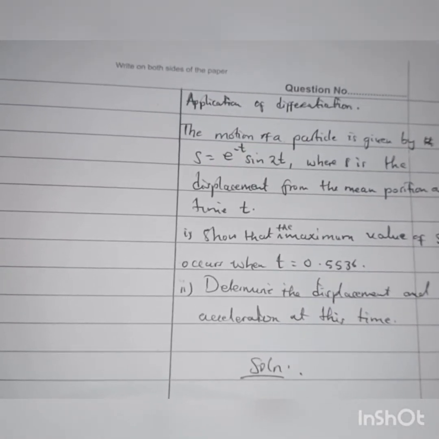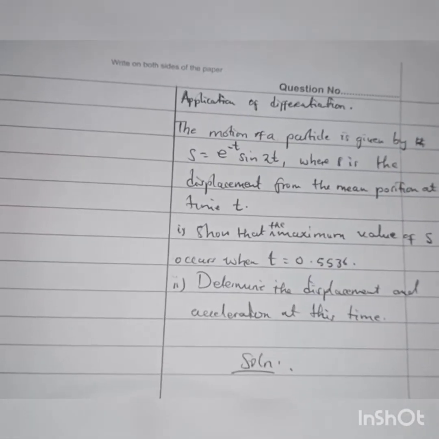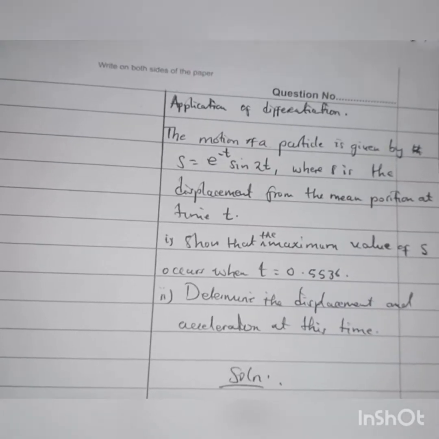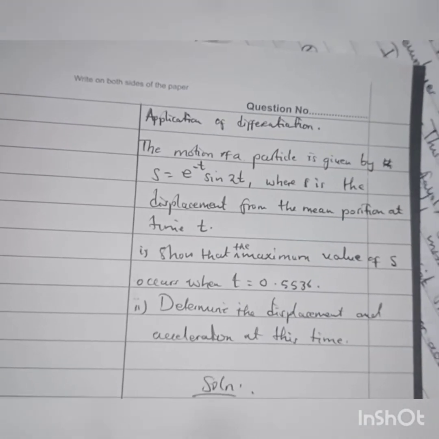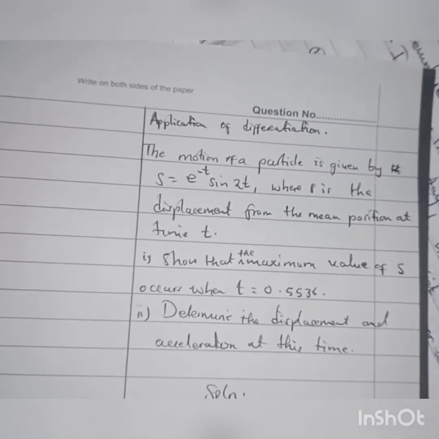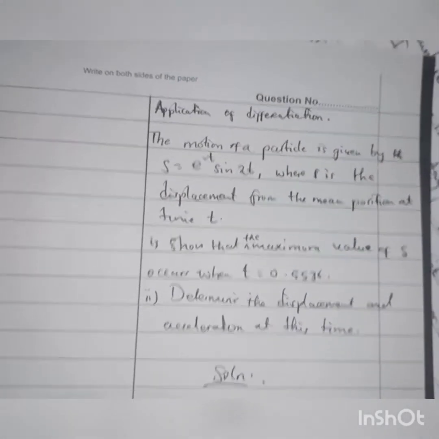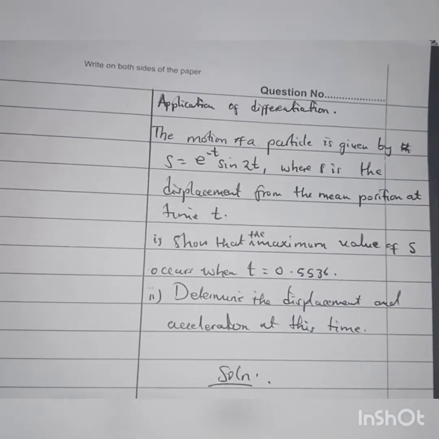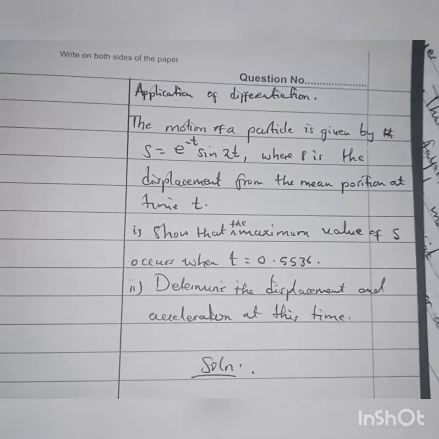Application of differentiation. An example: the motion of a particle is given by s equals e raised to power minus t sine 2t, where s is the displacement from the mean position at time t. Roman 1, you have been asked to show that the maximum value of s occurs when t equals 0.5536. And Roman 2, we have been asked to determine the displacement and acceleration at this time.